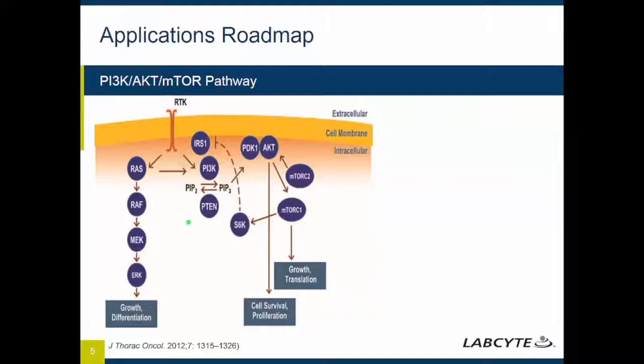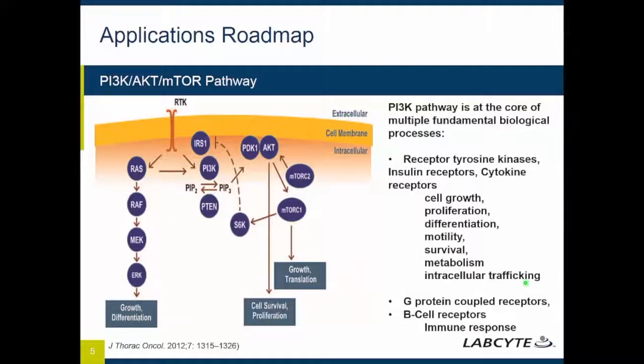The pathway is negatively regulated by the tumor suppressor phosphatase and tensin homolog, PTEN, which effectively antagonizes the PI3K pathway by dephosphorylating PIP3 to the inactive PIP2.